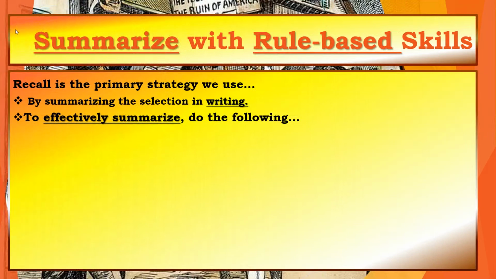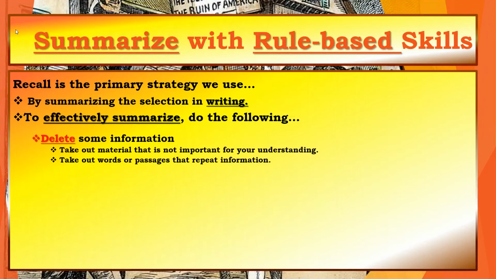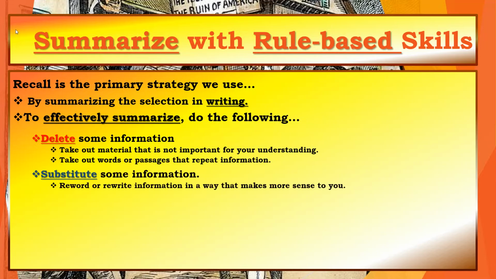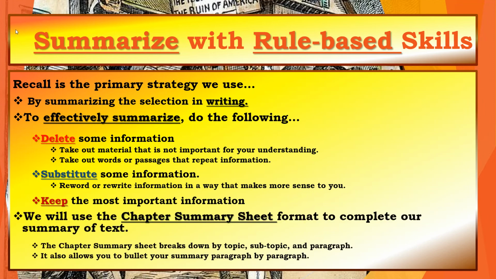We're going to summarize with a rules-based system. Recall is a primary strategy we use by summarizing the selection in writing. To effectively summarize, you want to be able to do the following. You want to be able to delete some information. Take out material that is not important for your understanding. Take out words or passages that repeat information. Substitute some information. Reword or rewrite information in a way that makes more sense to you. Keep the most important information. Once again, we're going to use the chapter summary sheet format for this particular summary.